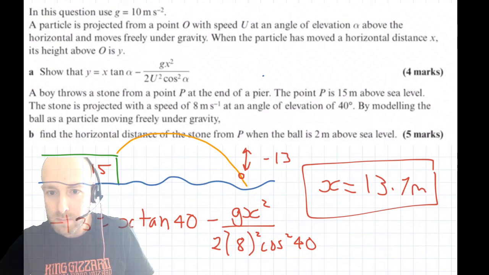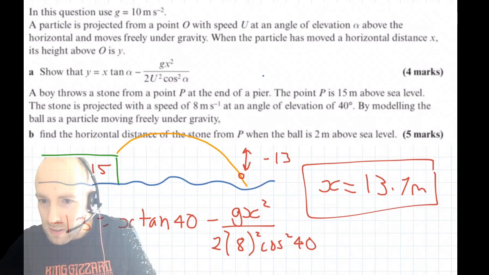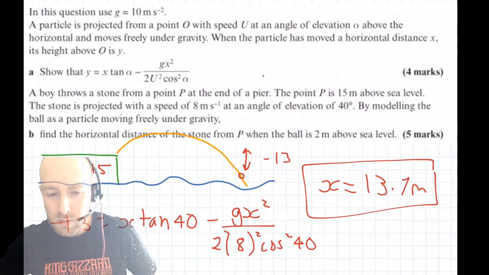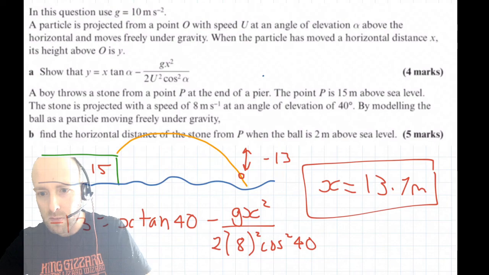Minus 10 over 2 times 64 times cos 40, brackets squared. The rest is the same. 13.5. Yeah, well done, guys. 13.5. So George was the first one to get it. Joan also got it. Yeah, 13.5. Nice.